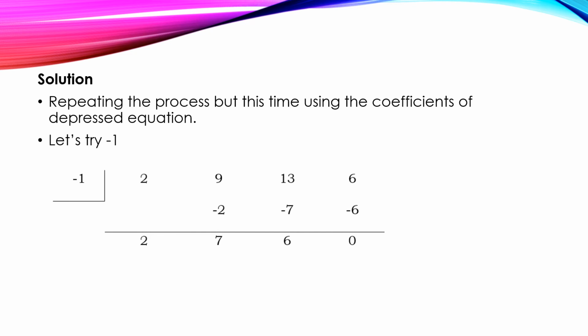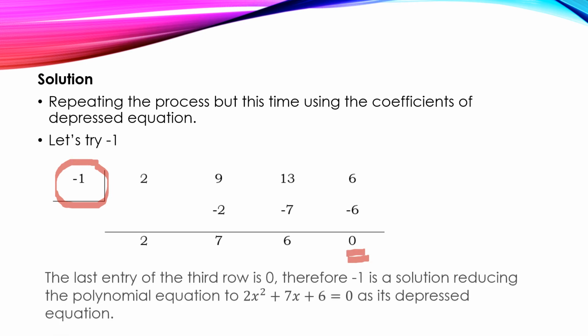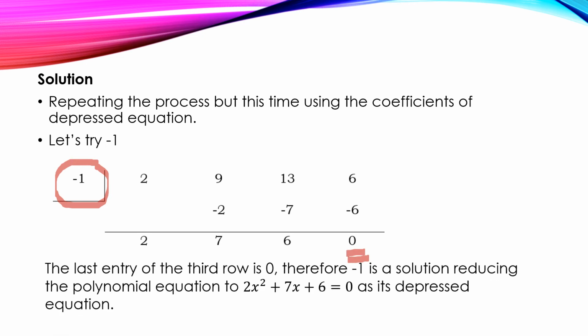So, luckily, nung ginamit natin si negative 1, nagkaroon pa rin tayo ng 0 remainder. So, the last entry of the third row is 0. Therefore, negative 1 is a solution. Okay, yun naman yung concept ng remainder theorem, di ba? Once na ang remainder ay 0, therefore, yung ginamit mo doon na root ay yung solution niya.